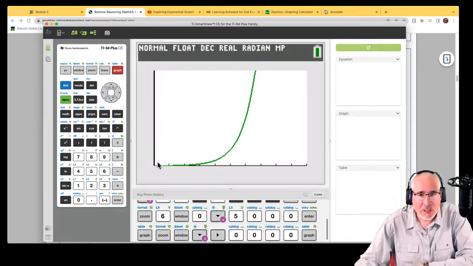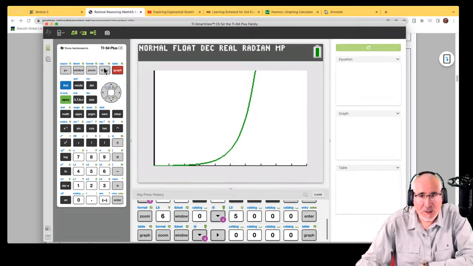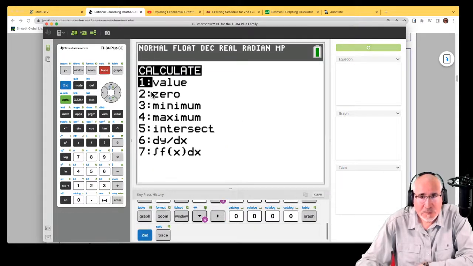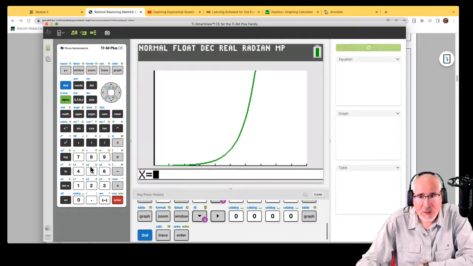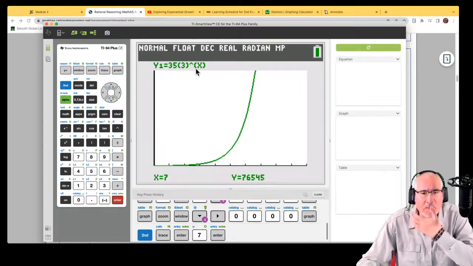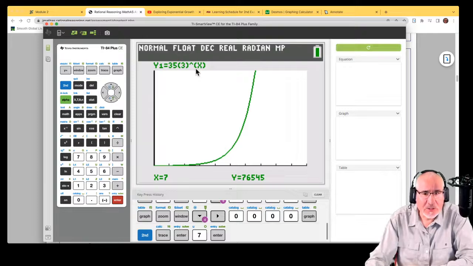So I want to find out what is the value when x is 7. So there is a tool in here. It's under calc, and calc is in blue, so we go second, calc, value. We're going to ask for the value, and it asks us what x value we want. We're going to put 7 and enter, and it's going to jump to that. Let's see, 35 times 3 raised to the x power, $76,000. That's amazing.